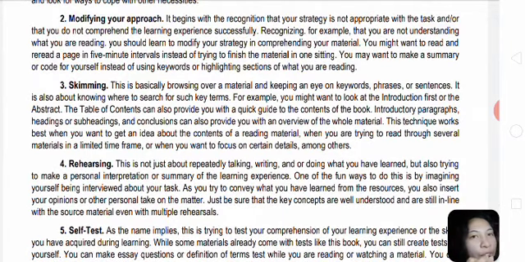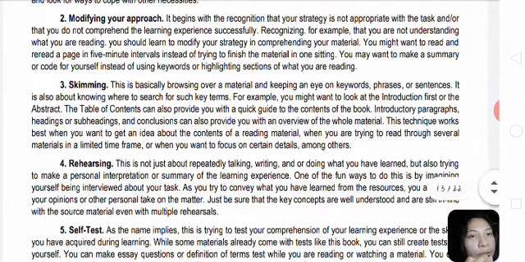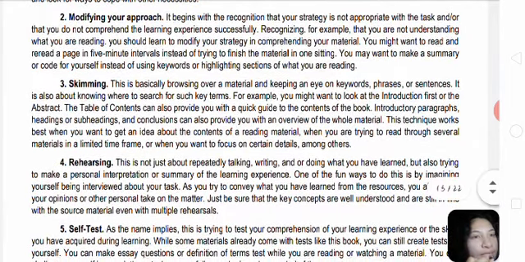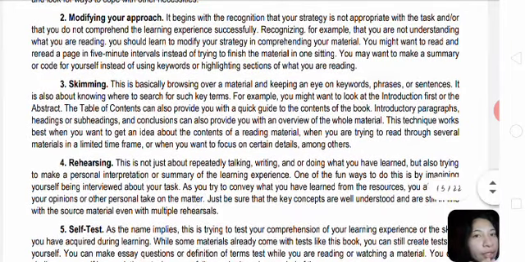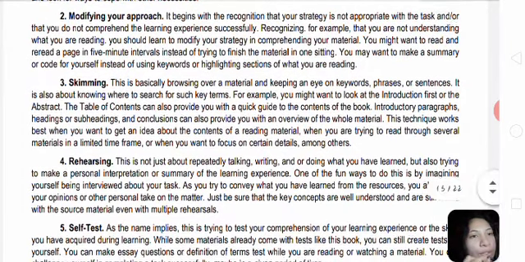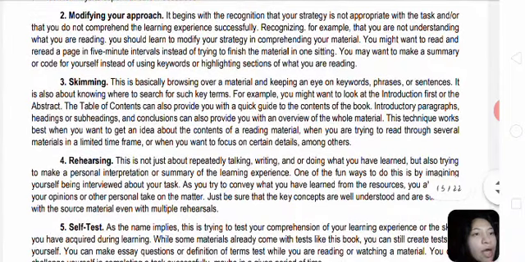Introductory paragraphs, headings or subheadings, and conclusions can also provide you with an overview of the whole material. This technique works best when you want to get an idea about the contents of a reading material, when you are trying to read through several materials in a limited time frame, or when you want to focus on certain details among others.